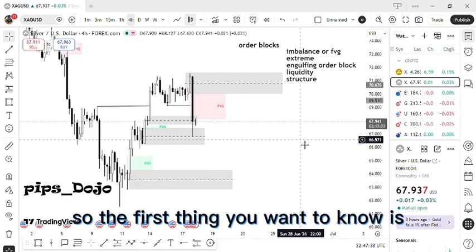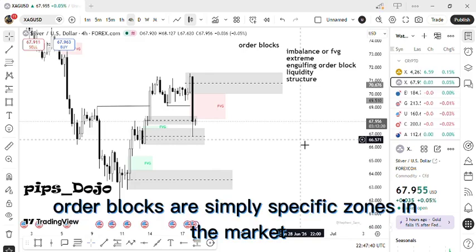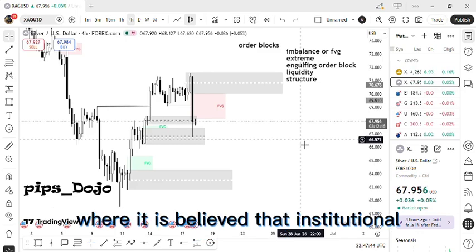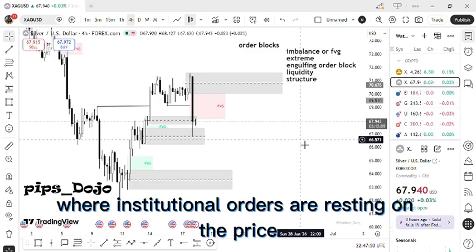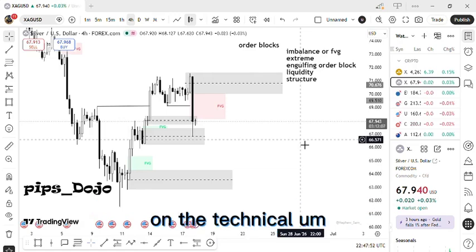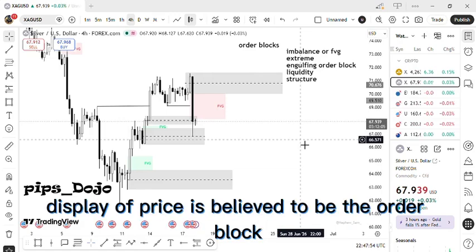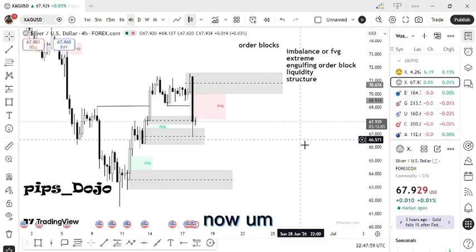So the first thing you want to know is what order blocks are. Order blocks are simply specific zones in the market where it is believed that institutional orders are resting. Where institutional orders are resting on the technical display of price is believed to be the order block.